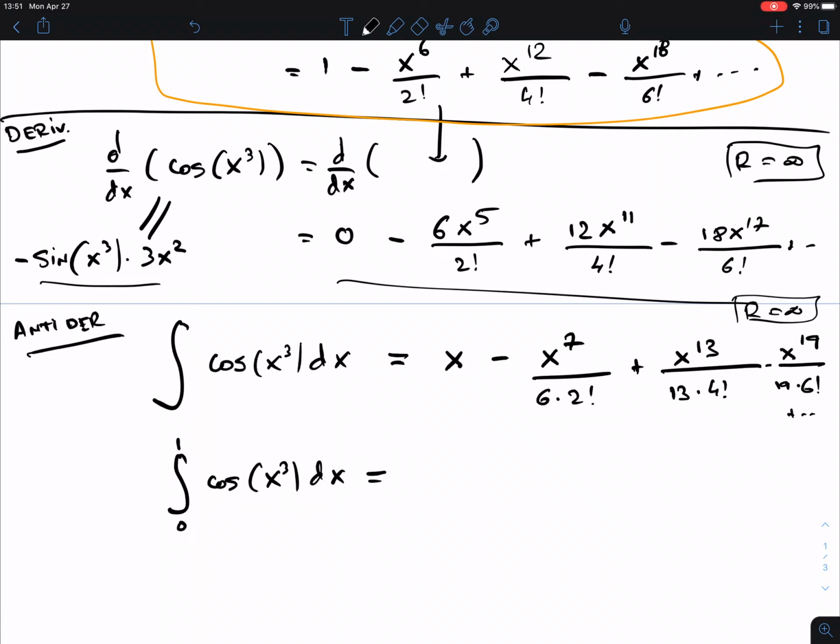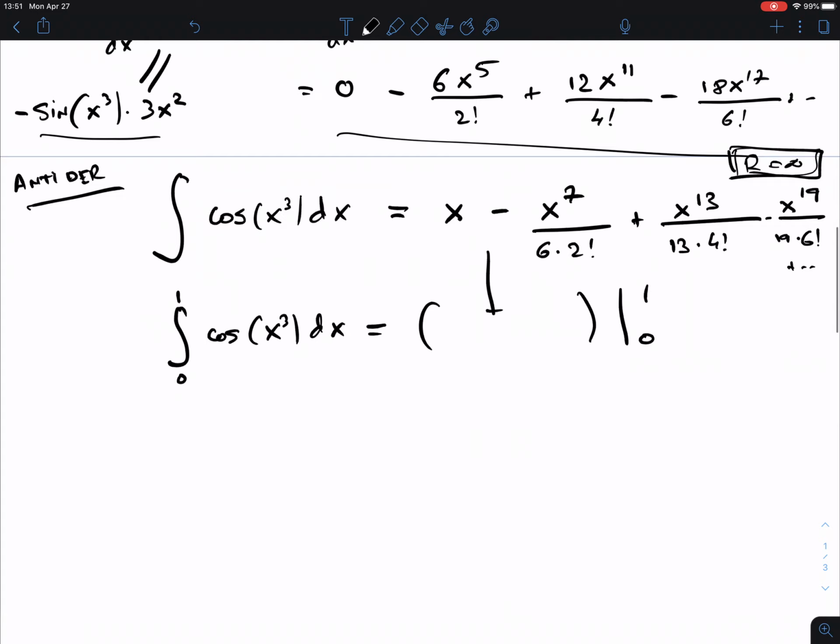And what would that be? Well, the difference would be that we just have the fundamental theorem of calculus, we plug in the endpoints. So we have this series here in which we plug in 0 and 1. And we can do this because the radius of convergence is infinity, so it doesn't matter what we plug in. So if I plug in 1, I get 1 minus 1 over 6 times 2 factorial, plus 1 over 13 times 4 factorial, minus 1 over 19 times 6 factorial, dot, dot, dot, minus, and then I plug in 0, but you see that all the terms are 0 here.